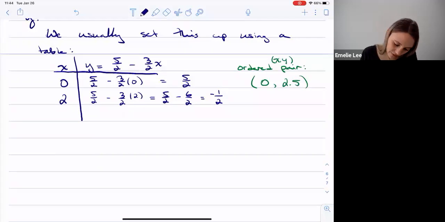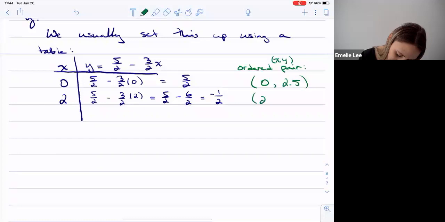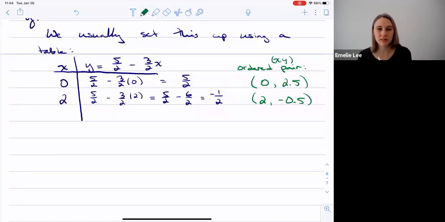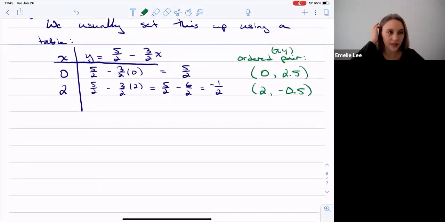Okay. So what that means for my ordered pair is that when x is 2, y is negative 0.5. Which makes sense because we're expecting to have a negative slope, right? And so I'm expecting to start at 0, 2.5, and then once I pass x equals 2, or we could figure out what the x-intercept is. I'm not too interested in that yet. But at some point we cross the x-axis, and it's somewhere between 0 and 2, but we'll see exactly where when we plot it in Desmos.